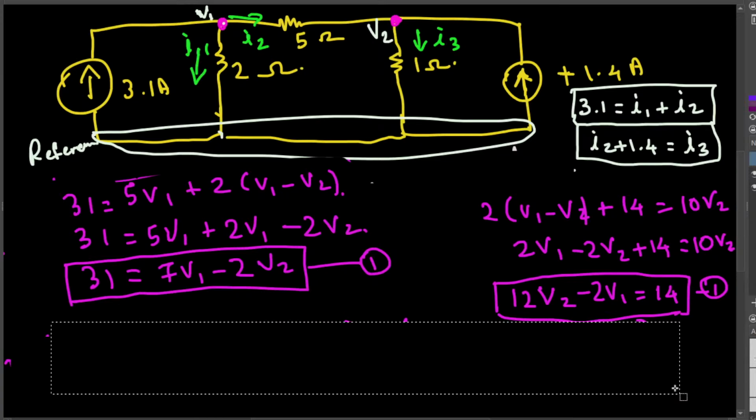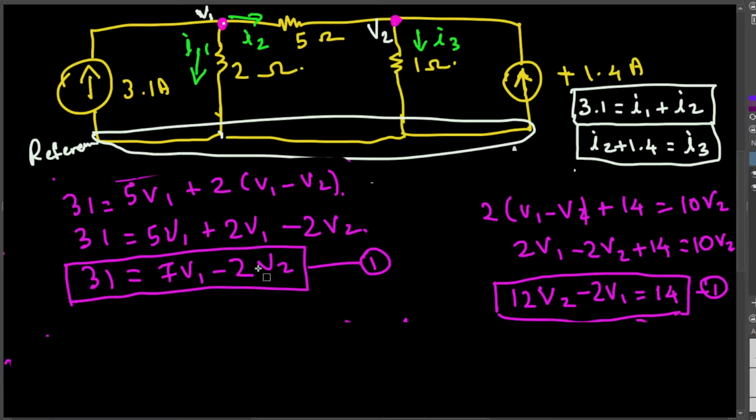Okay, so first I'm gonna multiply this by 6 to bring it to negative 12v2. If I multiply the whole thing by 6, I'm gonna get 7 times 6, 42, so this is 42v1 minus 12v2, and then 31 times 6. 30 times 5 is 150, so 155, plus 31, that's 186. So this is going to be 186 right here.